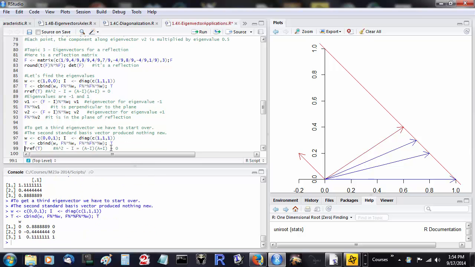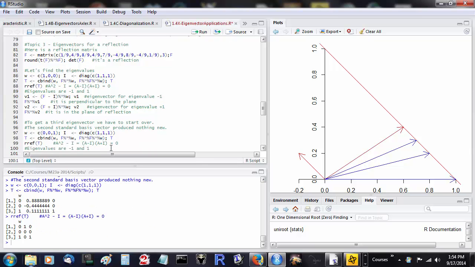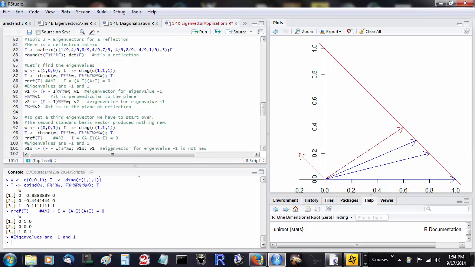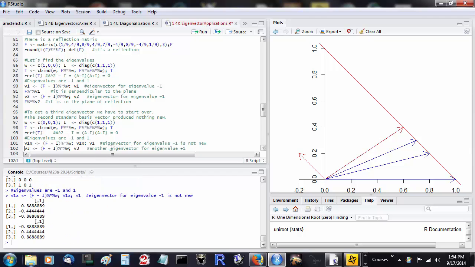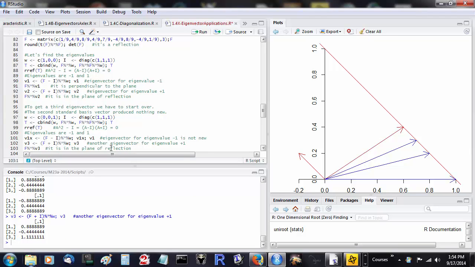I've changed w. Everything else is exactly the same. The eigenvalues are the same. The eigenvector for eigenvalue -1 is not new. It's the same as the one we've seen before, up to a totally irrelevant overall minus sign. But the one I get by using the eigenvalue -1, that is by multiplying by F plus I, is a vector v3 that we haven't seen before.